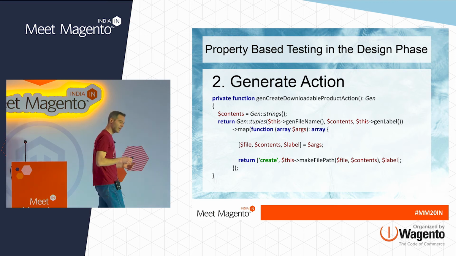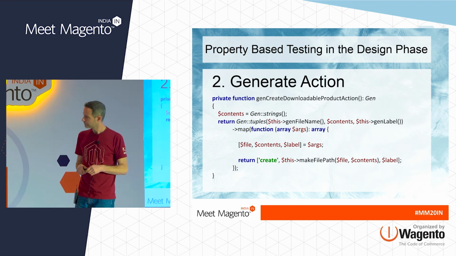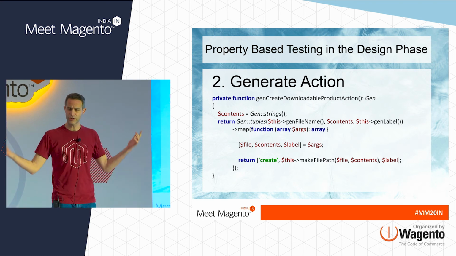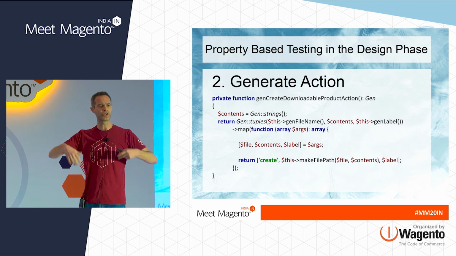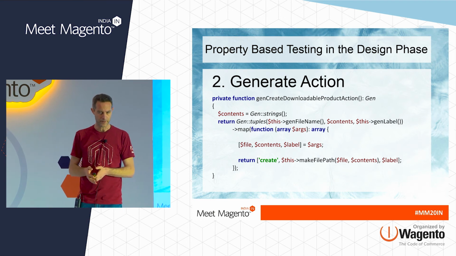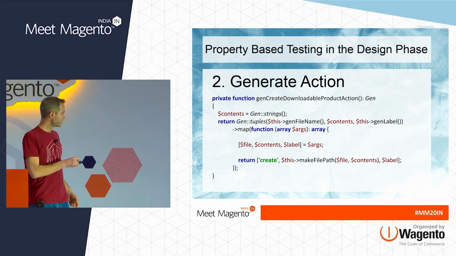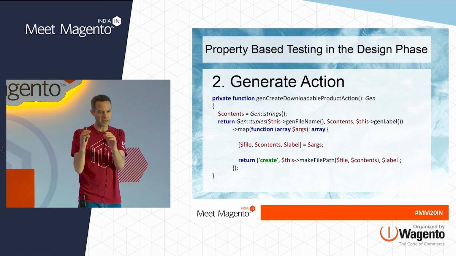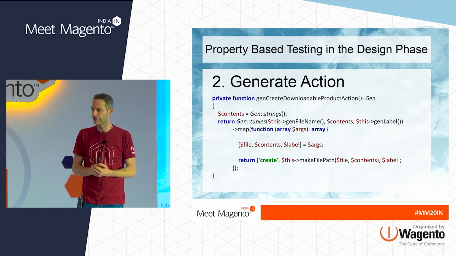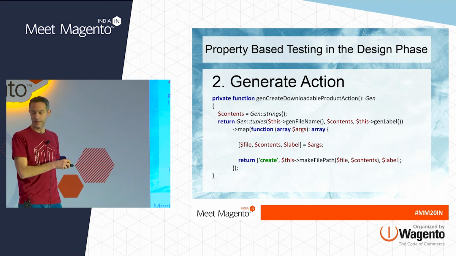So I want to generate, my first action is the create downloadable product action, right? So what do I need to create a downloadable product? Well, I need a file, and I need a label for the file to show to the customer, right? So to create an action, I want to return an array. And to indicate it's a create action, I just write the string create as the first entry in the array. And then I want to have a file in there and the label.